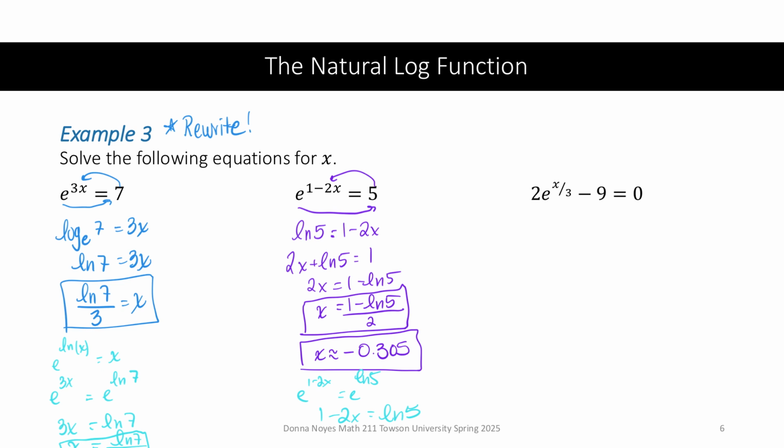For the last one, though, we have to get a little more creative. Because for the last one, I don't have the e by itself. So the goal is to get the exponential alone first. So currently we have a subtracting 9. Let's add 9 to both sides. So 2e to the x over 3 now equals a positive 9. And we're almost there, but there's still a 2 multiplying the e. So let's divide both sides by 2. So we get e to the x over 3 equals 9 over 2.